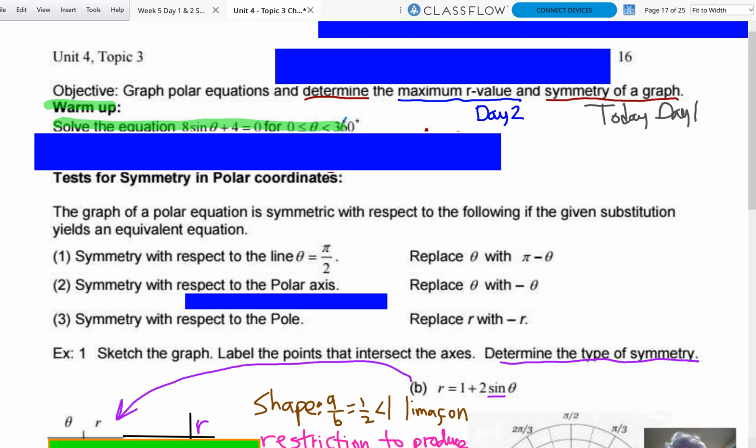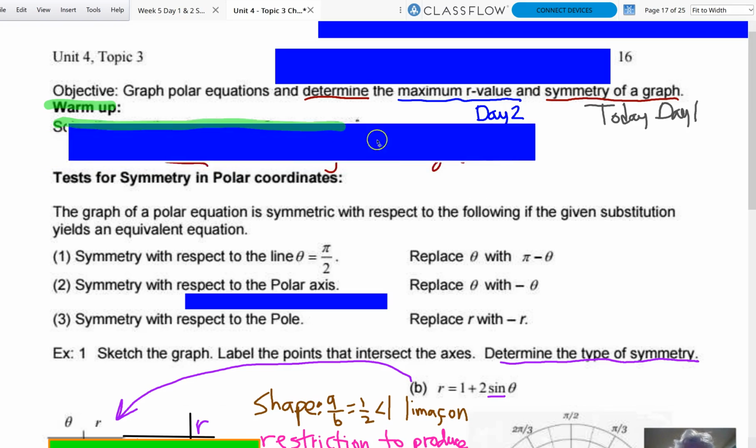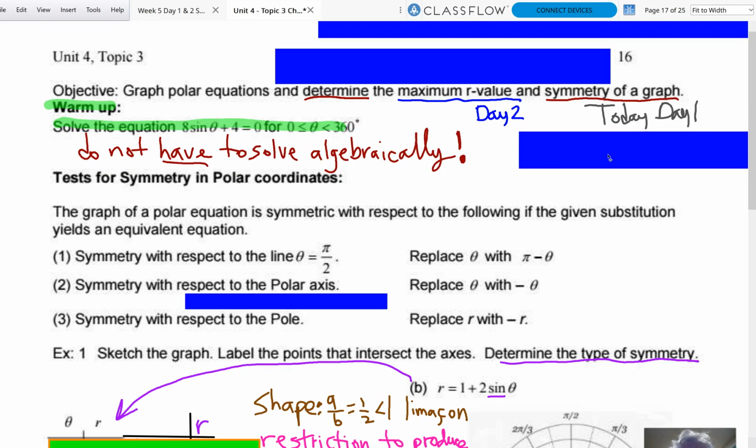Now, I'm not going to teach you how. I'm going to show you how to solve it algebraically. You kind of already know how to solve these things algebraically if you know your unit circle, but I'm not really going to require it. I'm going to show you how to do it on your calculator, which I think is actually a little bit more fun to do on your calculator.